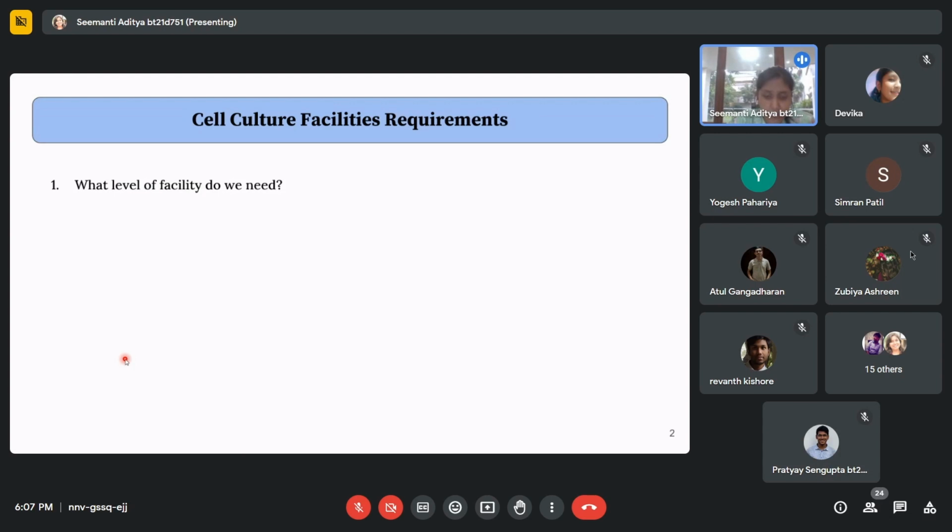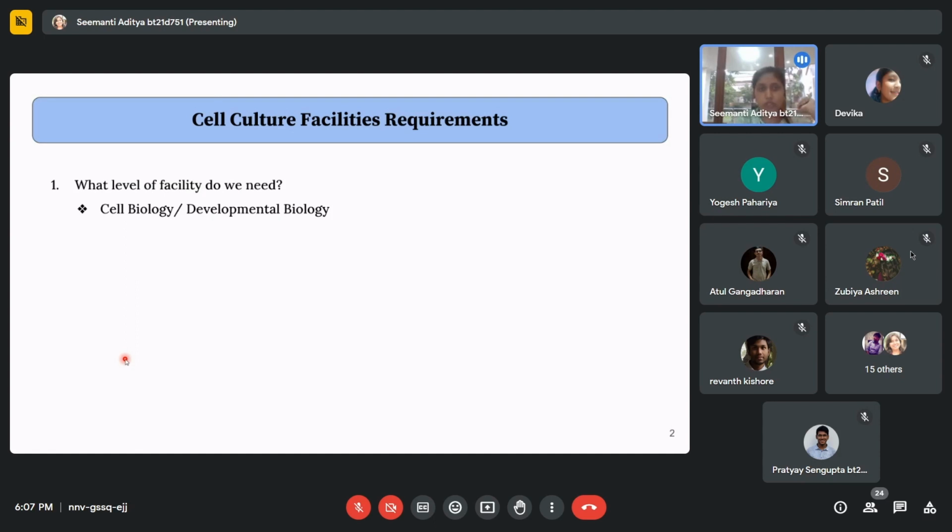Based on that, there are different levels of facilities. There is an advanced level of cell culture, a basic level, and a medium level, depending upon what your requirements are and what sources of funding you have. Different people wish to design the lab in such a way that it meets all their requirements and also stays within the amount of funds assigned to develop the cell culture lab.